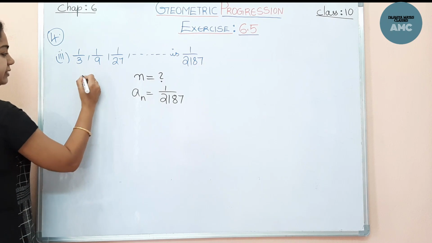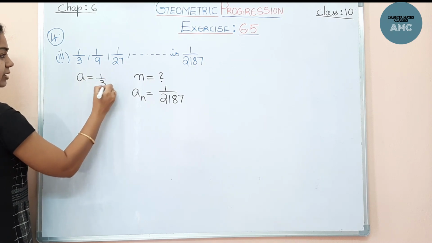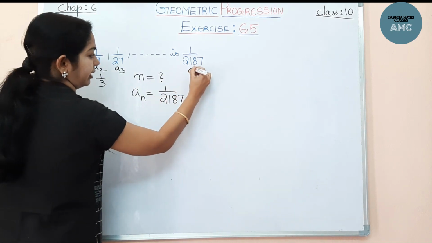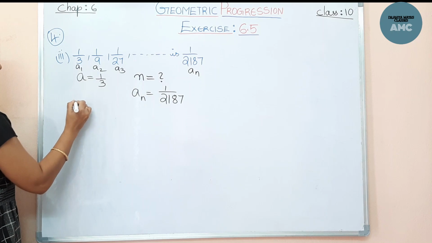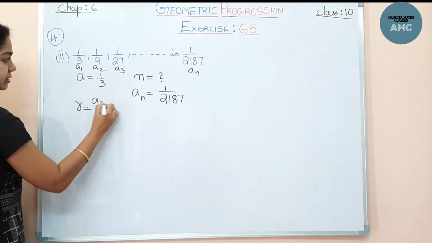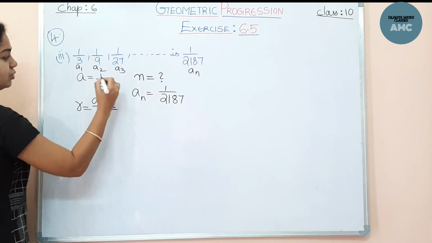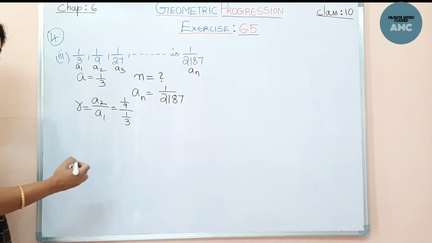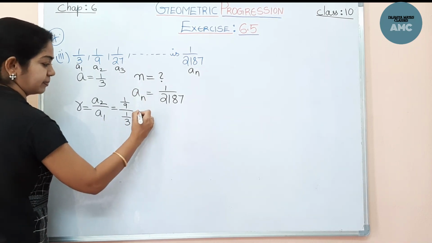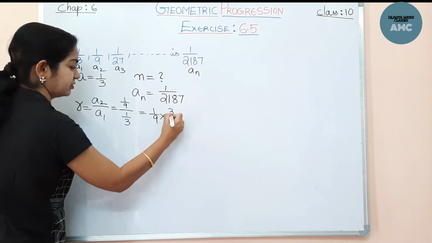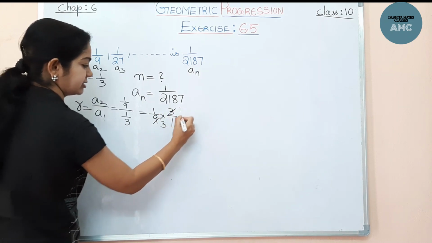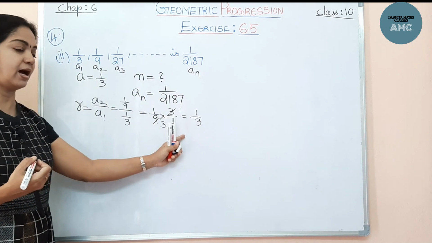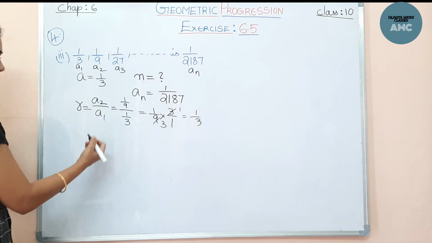Now from the given data, the first term is 1 by 3. If you write this as A1, A2, A3, this is our AN given, right? Now I'll find the common ratio, that is A2 divided by A1. This comes to 1 by 9 divided by 1 by 3. You have to bring the divisor to the top, so it becomes the reciprocal, 3 by 1. So 3 ones, 3 thrice, so 1 by 3 is the common ratio. Now we will substitute A and R in the nth term and find out the value of n.